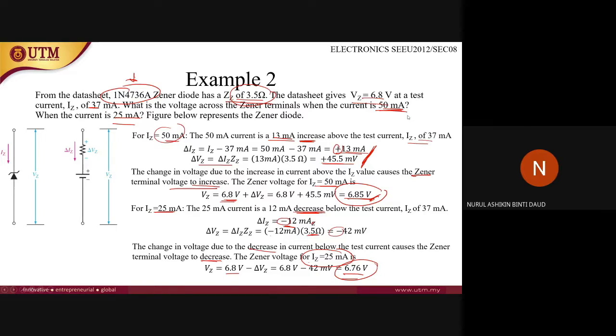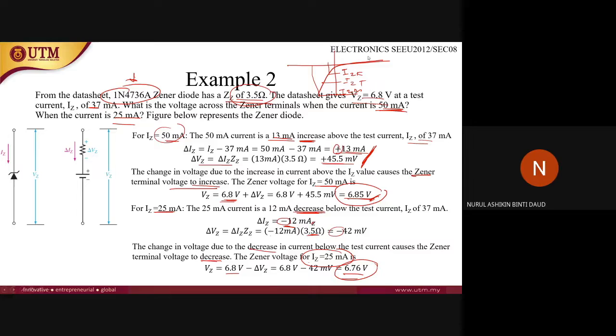So you always have to compare with the graph that I gave to you just now. You have to remember the graph just now. Okay, this graph. So this is the breakdown. This is the IZK. Okay, this is the IZM, ZM maximum. So in the middle, usually IZT, test current.